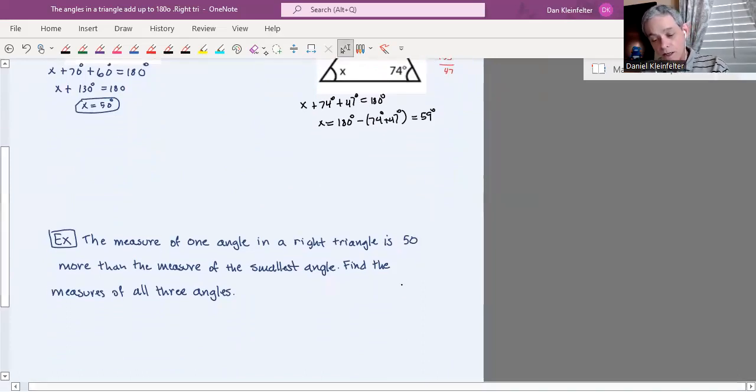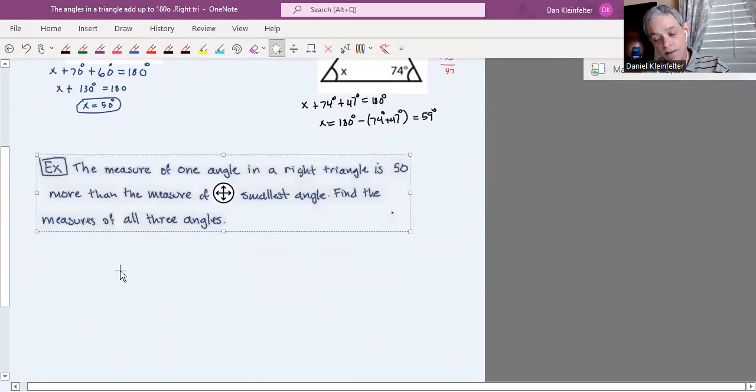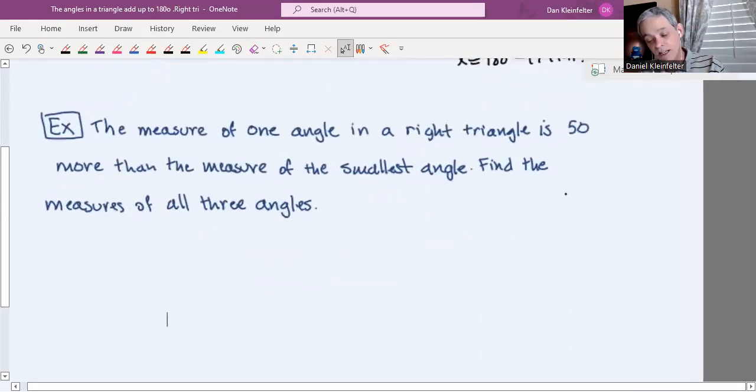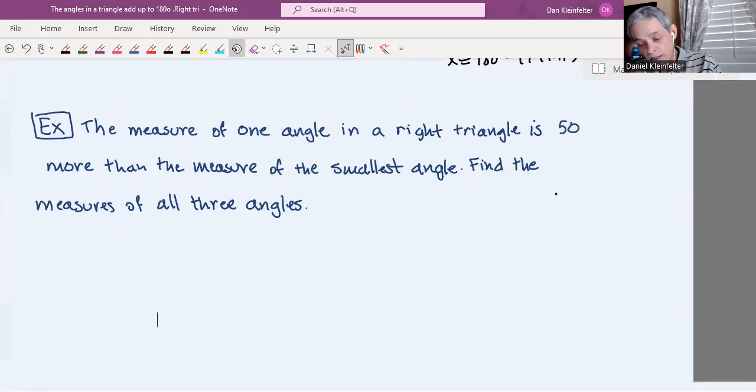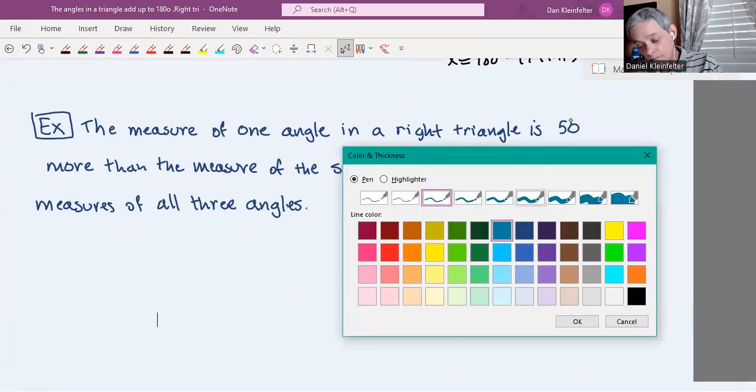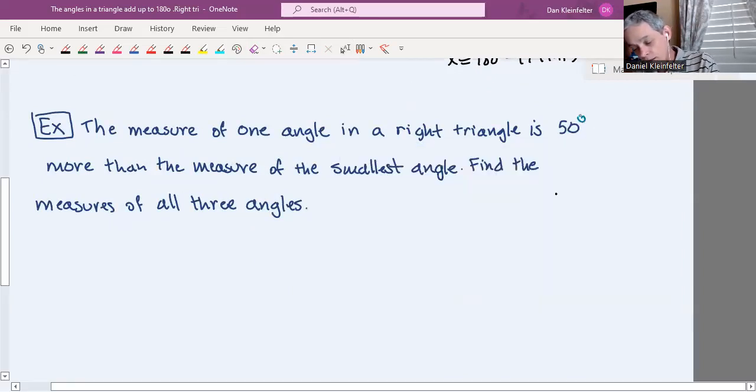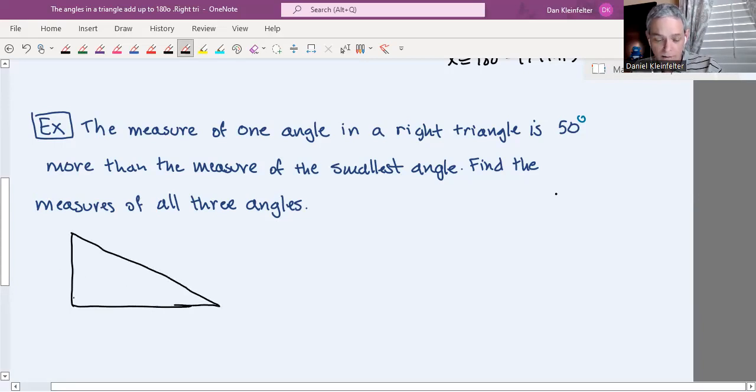All right, so a nice word problem. Here it says the measure of one angle in a right triangle is 50 degrees more than the measure of the smallest angle. We want to find the measures of all three angles. So it's a nice idea to make a sketch sometimes. That could be helpful. So we know that there are three angles in a triangle, and this one in particular is a right triangle. So making a sketch here.